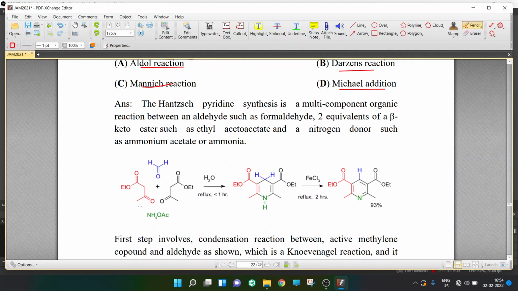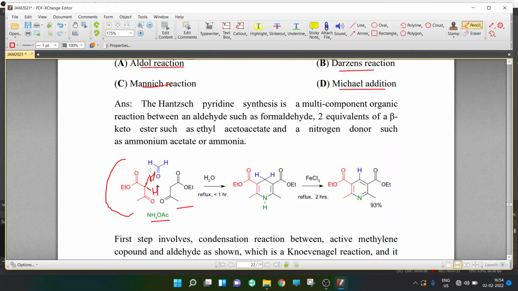It's a pretty simple reaction. In this, you take ethyl acetoacetate, two equivalents, and you react with one equivalent of aldehyde, generally formaldehyde, and then with ammonium acetate. So ammonia is there. So basically, you can see here, this hydrogen, both the hydrogens, they are called active hydrogens.